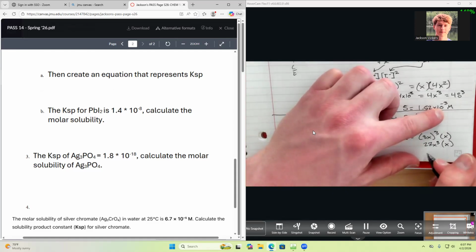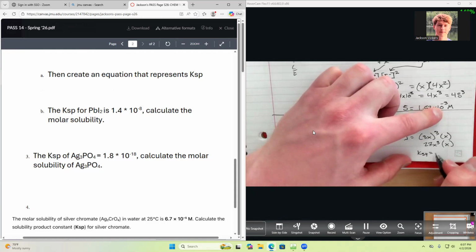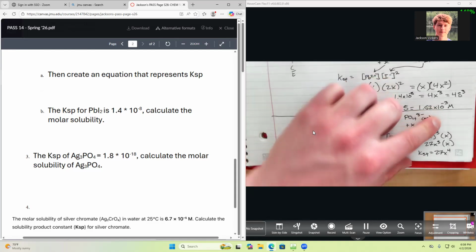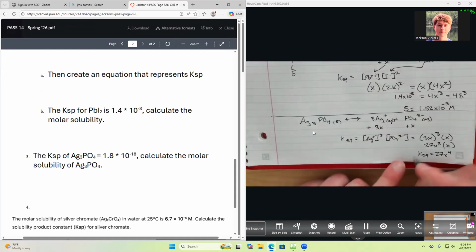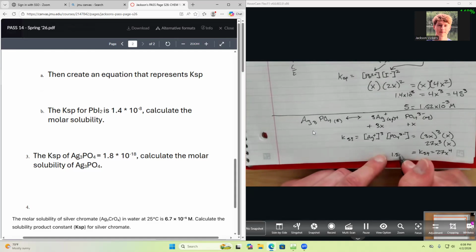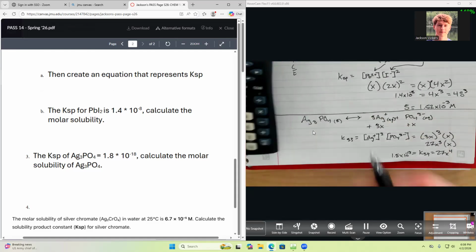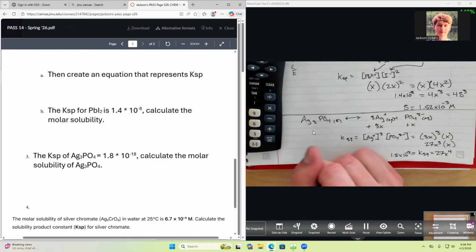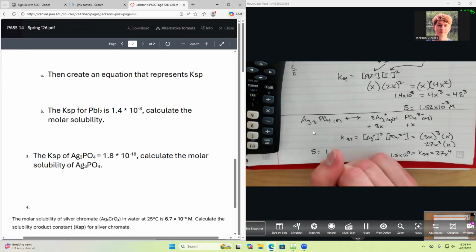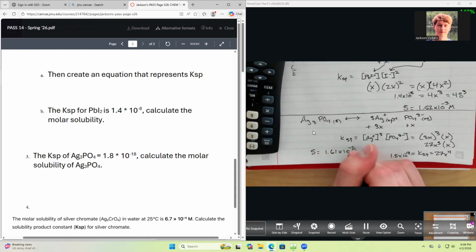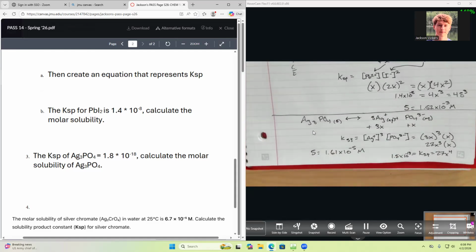Can't forget about this guy. So it's really Ksp equals 27x to the power of 4. We said Ksp is 1.8 times 10 to the minus, what is that, 18? Yeah, minus 18. So let's solve for x here. That's what you got. Okay, let's see. Yep. So the molar solubility, we call it S, is 1.61 times 10 to the minus 5 molar. Is that okay with everyone?